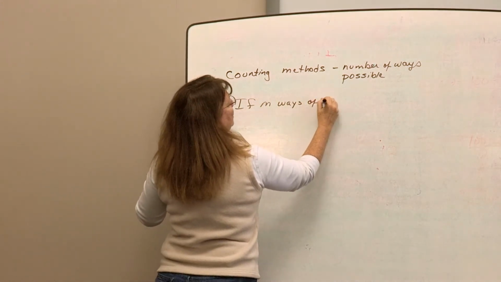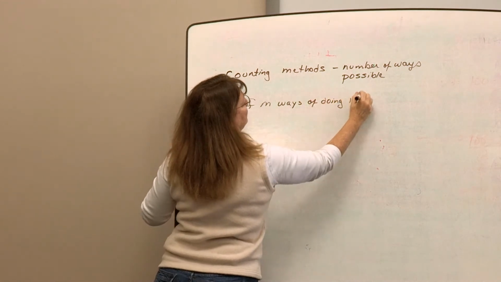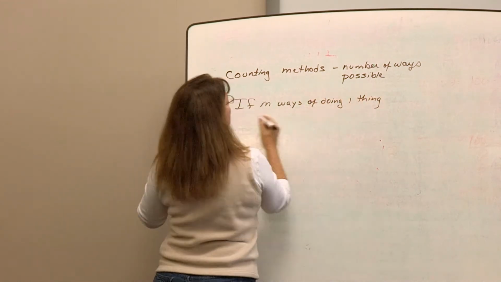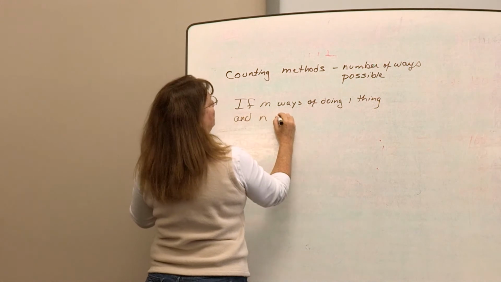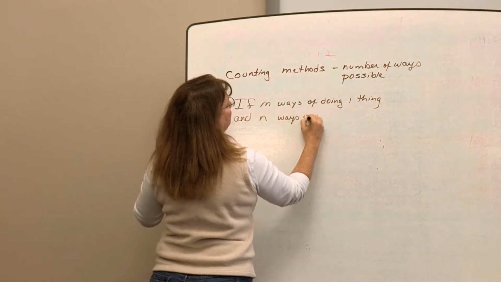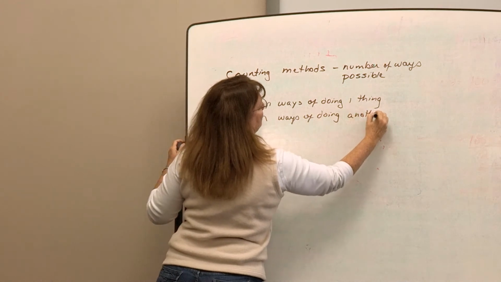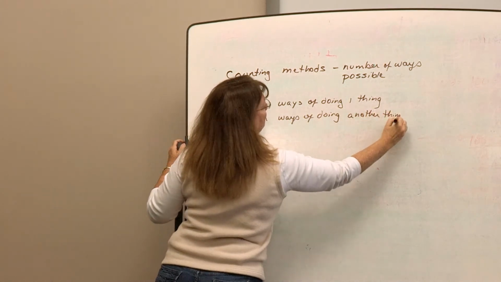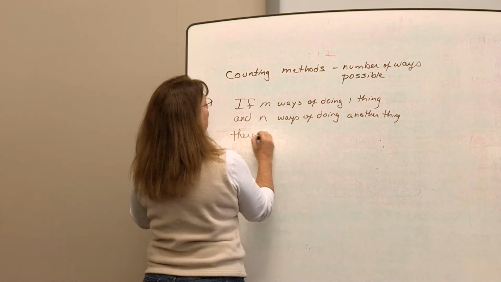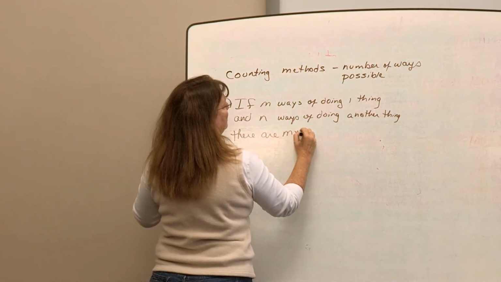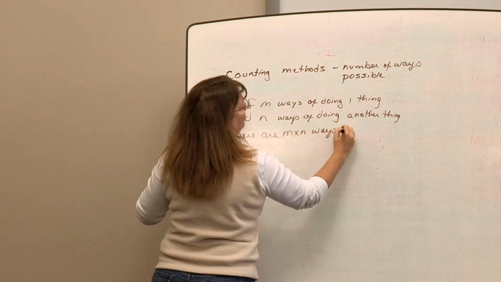So it says if you have m ways of doing one thing, and you have n ways of doing something else, there are m times n ways of doing both.